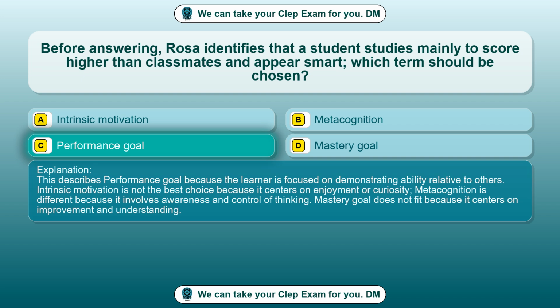This describes performance goal because the learner is focused on demonstrating ability relative to others. Intrinsic motivation is not the best choice because it centers on enjoyment or curiosity. Metacognition is different because it involves awareness and control of thinking. Mastery goal does not fit because it centers on improvement and understanding.